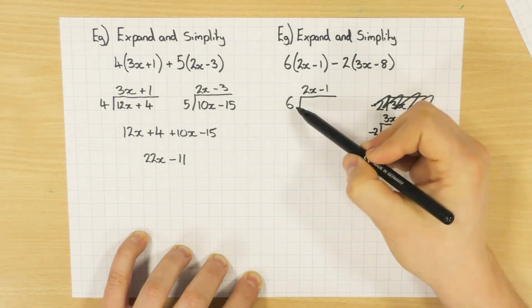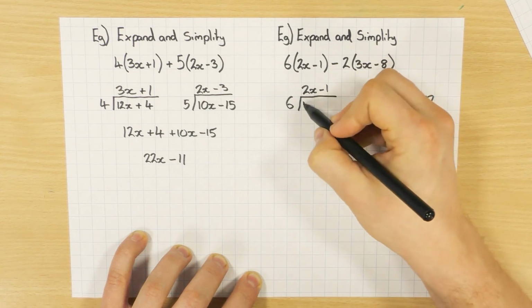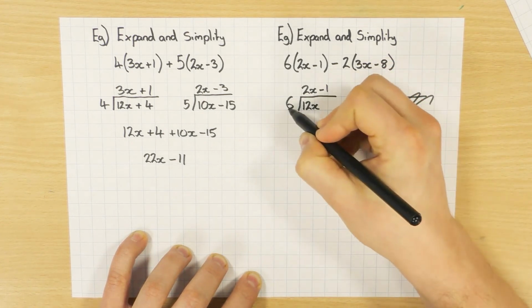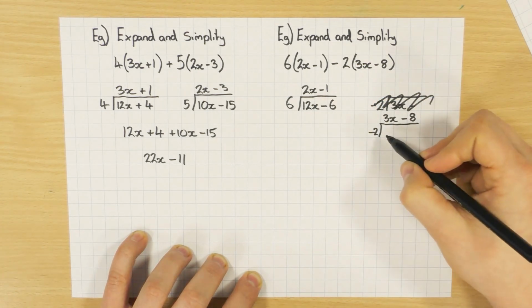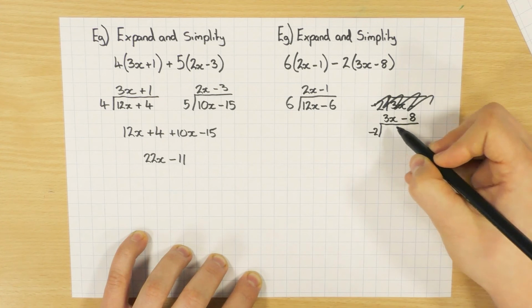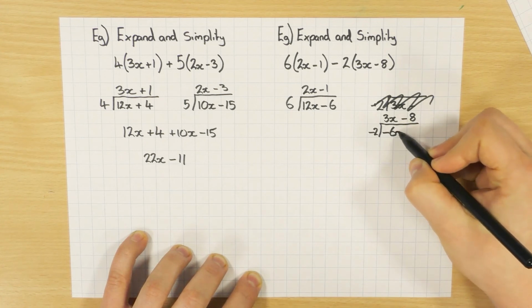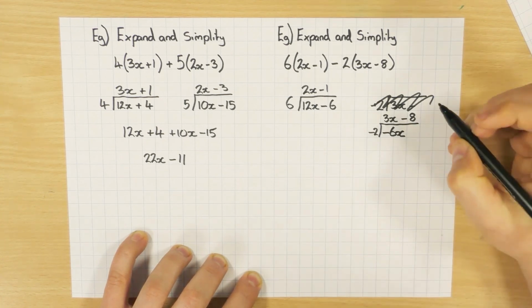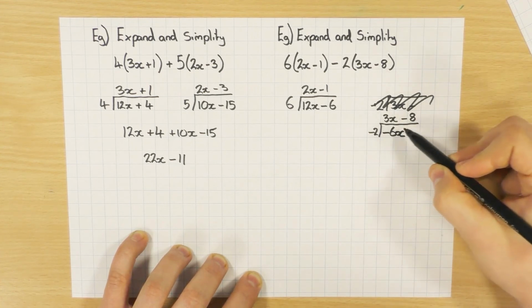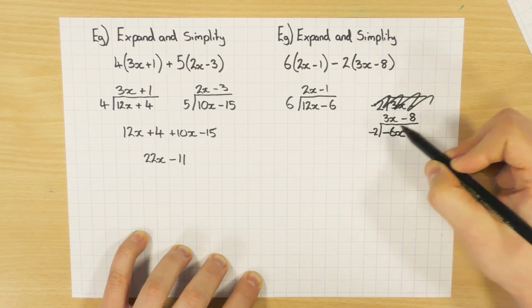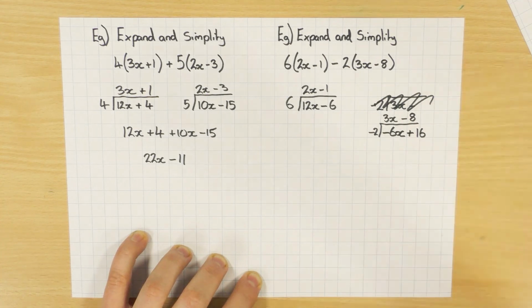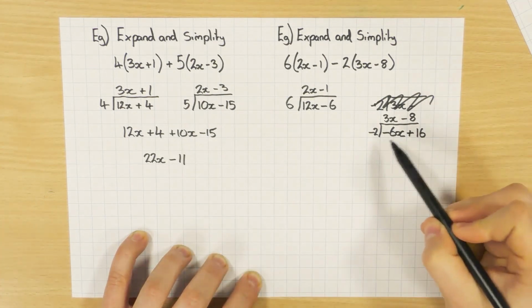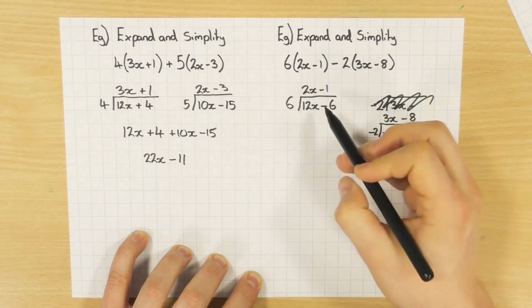Okay, so let's do this one first. 6 times 2x is 12x, and then 6 times minus 1 is minus 6. This one here, minus 2 times 3x is minus 6x. And now this bit is where everyone goes wrong. Minus 2 times minus 8. A minus times a minus is a positive, and obviously 2 times 8 is 16, so it's positive 16. So that's where you're going to make a mistake, timesing those two negatives.